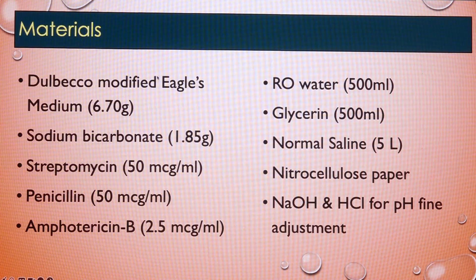And these are the chemical components which are required. You can source from any of the standard chemical companies like Sigma Aldrich or HiMedia. These are very standard chemical powder providers. Dulbecco's modified Eagle's medium, that's the main thing. Then sodium bicarb. Antibiotics are streptomycin, penicillin, and amphotericin B. Reverse osmosis filtered water, glycerin, normal saline, nitrocellulose paper, and little quantities of sodium hydroxide and hydrochloric acid. This is for fine tuning of the pH adjustment.